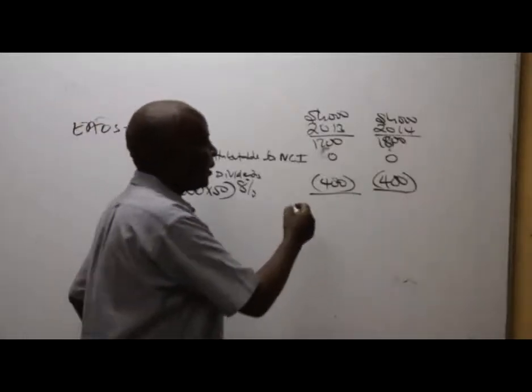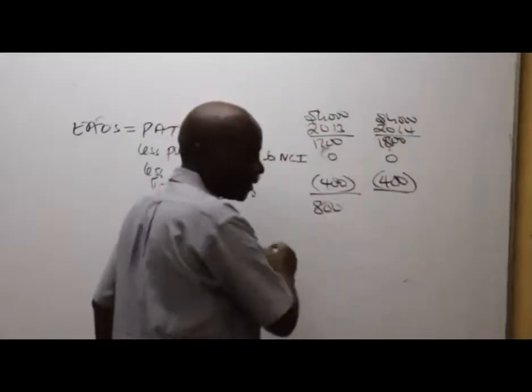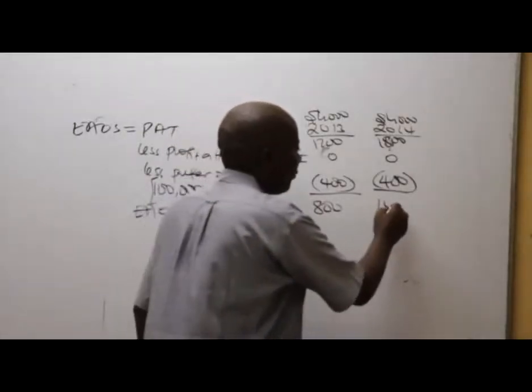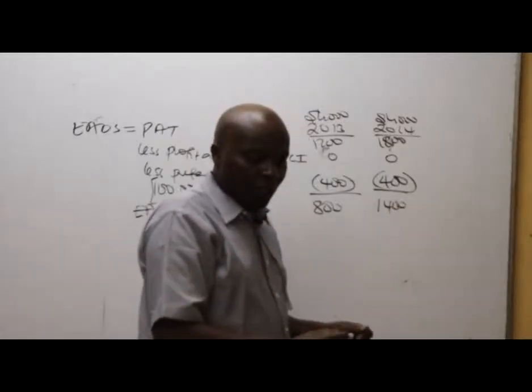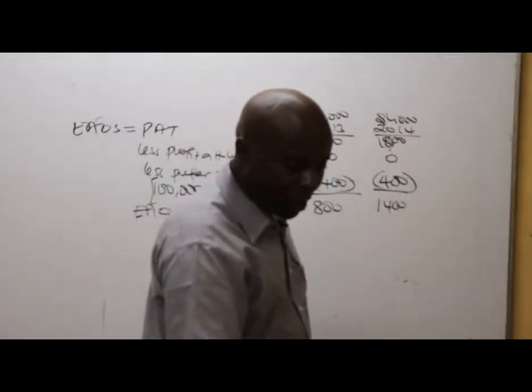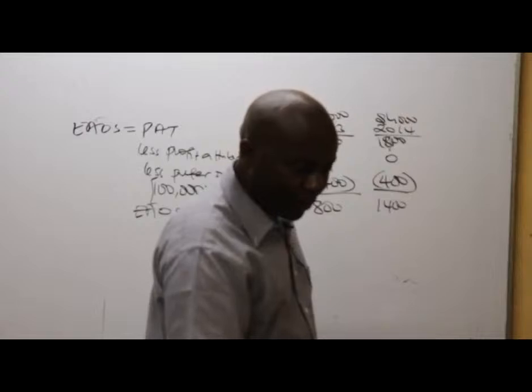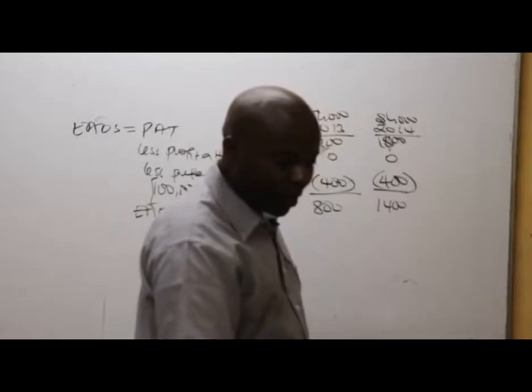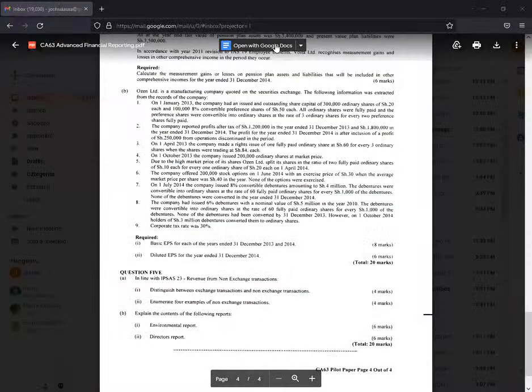So this one I'm pretty much aware that it's 800, right? And 1400. I can see good questions here. How about irredeemable? Not convertible.